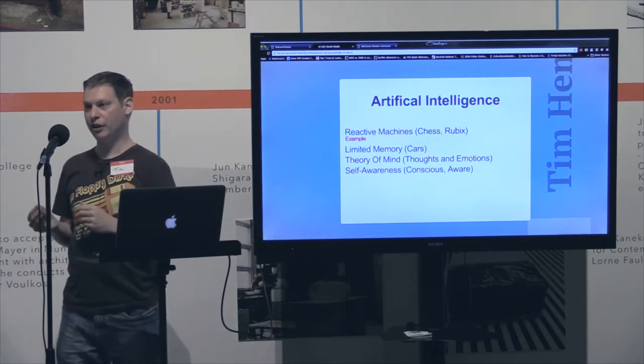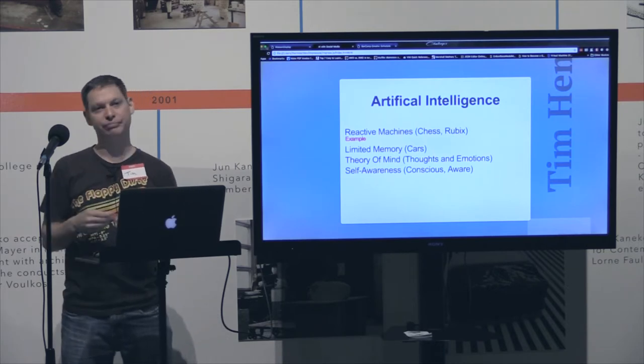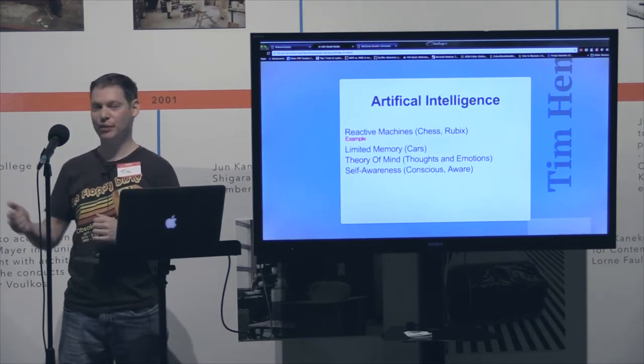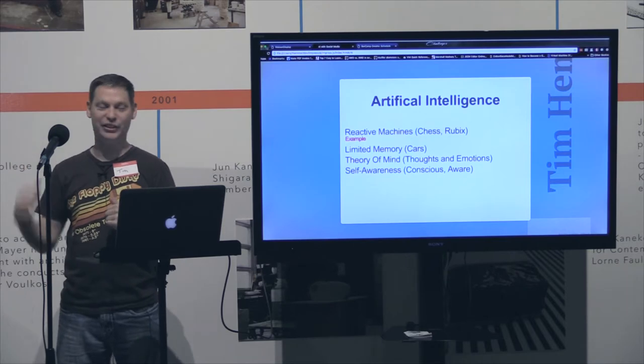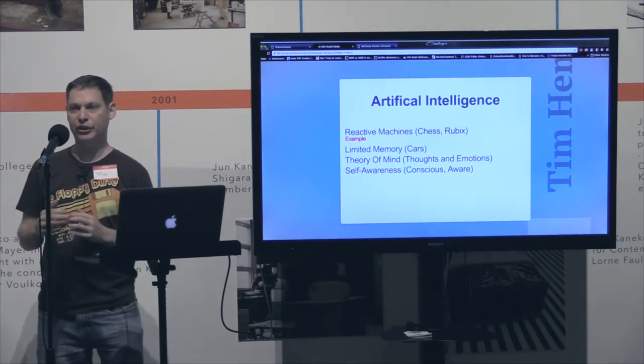But then you have the self-driving cars, right? They've got to know the speed limit. They've got to keep that in memory. So if you see a cop, you might want to know what the speed limit is before you see the cop, right? So that's in your limited memory. So that's another type of AI. Then theory of mind.